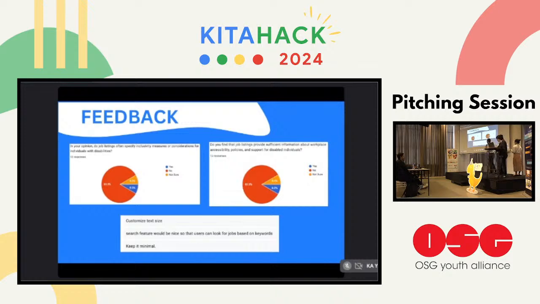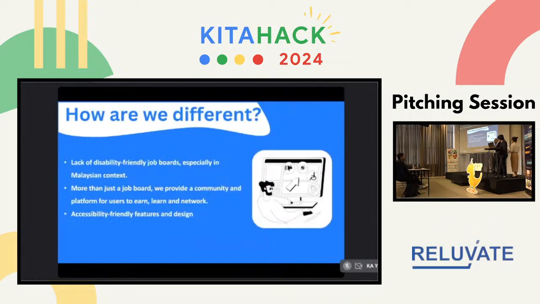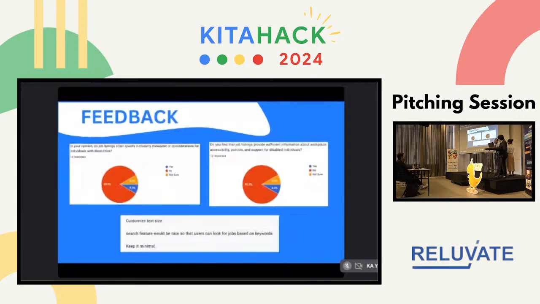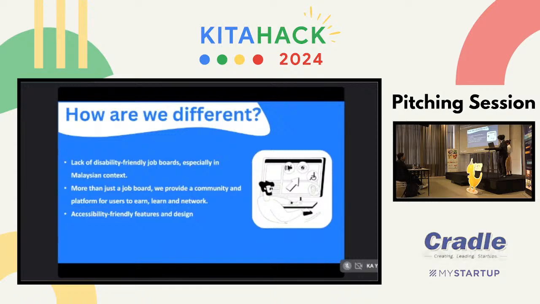Now, this over here is one of their requests in terms of design on the UI. They wanted customized text, bigger fonts, adjustable, and they wanted also a search feature to look for a job based on keywords, and they wanted to also keep it minimal. Next. Now I would like to pass to Rachel.